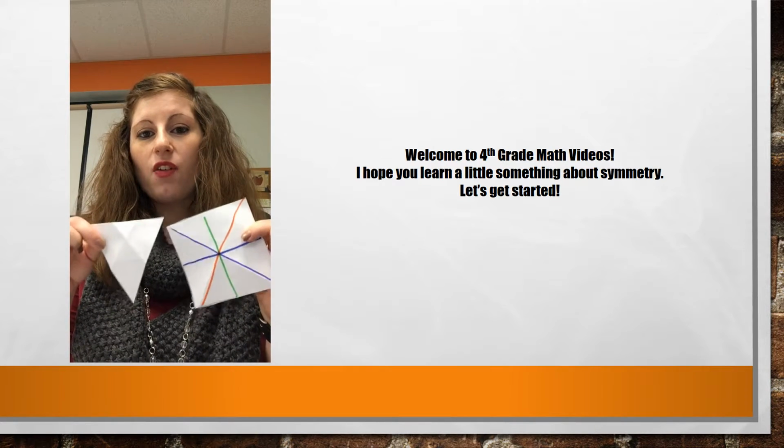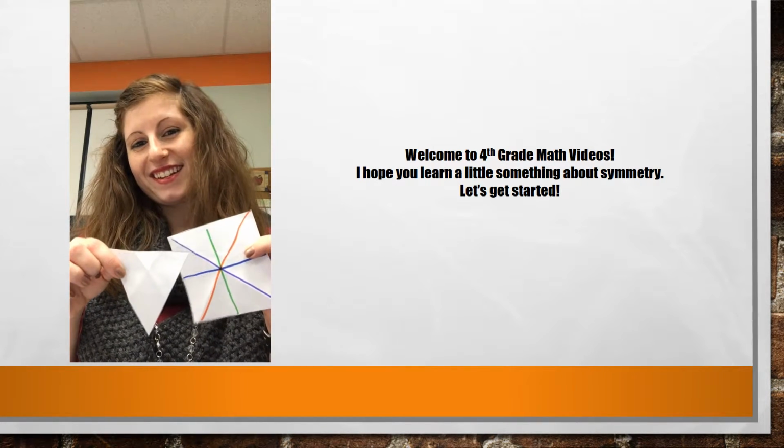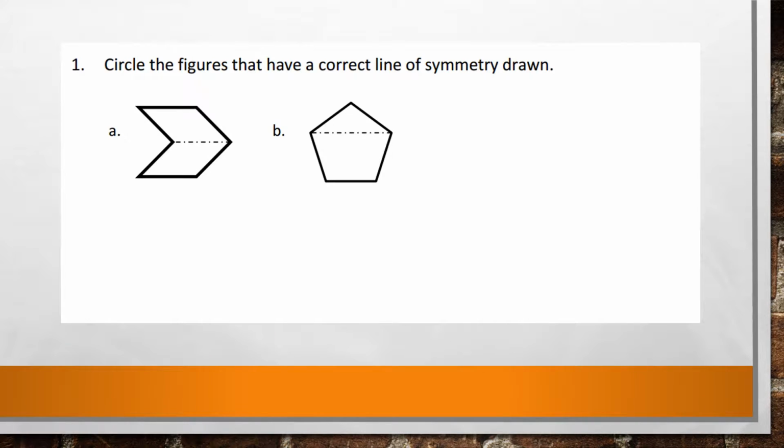So let's see how this is going to look on paper. Let's get started. Okay, so now that we know what symmetry is, and we know that we're pretending that we're folding these figures, let's circle the figures that have correct lines of symmetry drawn. So if we look at A, I'm going to look at both sides of that dotted line and decide if I folded that, would they line up? Would this point here match up with this point here?